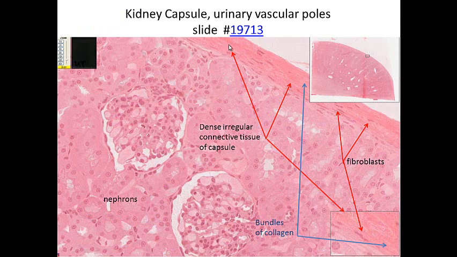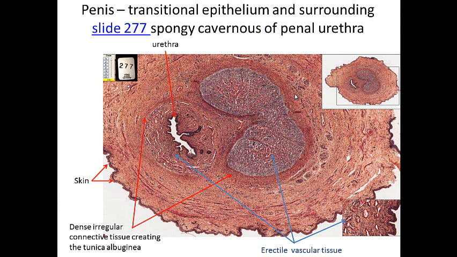Here's the kidney capsule, dense irregular connective tissue, as you see. There's fibroblasts in through there, but there's also bundles of type 1 collagen or connective tissue cells. The fibers would be the type 1 collagen fibers. And here we can see another dense irregular connective tissue.